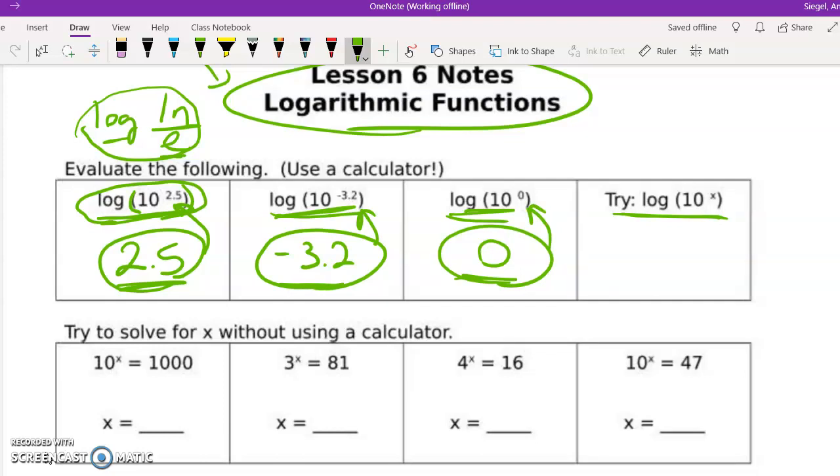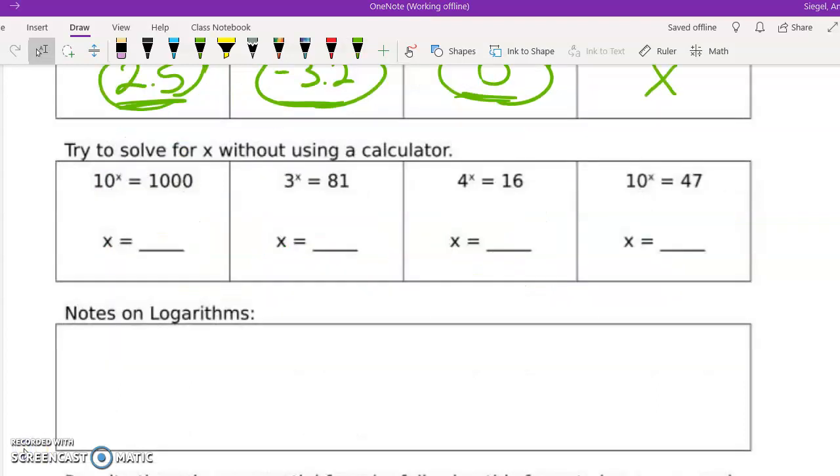So if we have a pattern here, this one you shouldn't have been able to do in your calculator. So what would our answer be? And if you said x, you are correct. Okay, so I just said that logarithms have something to do with exponents.